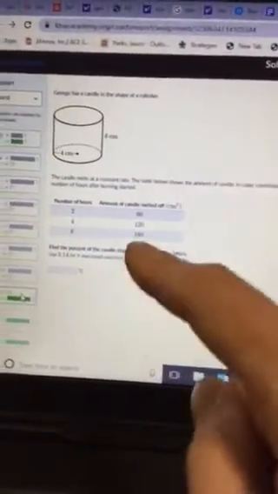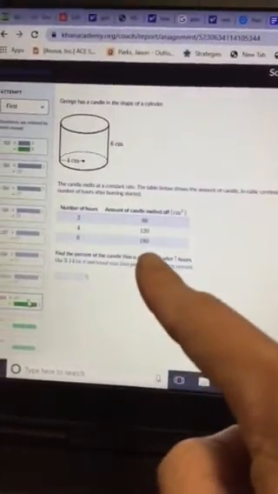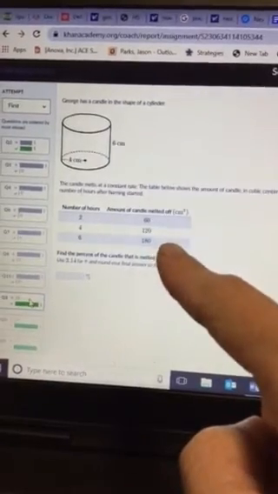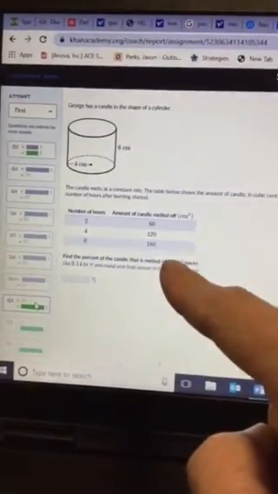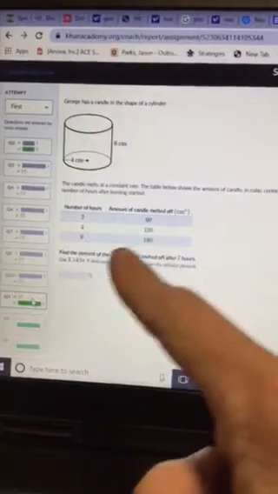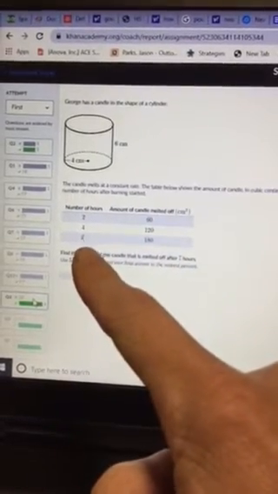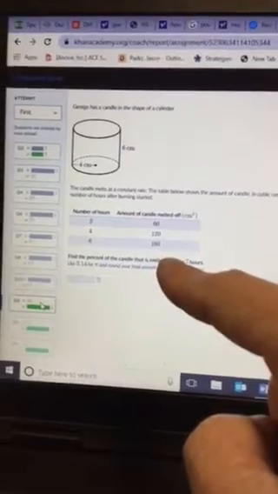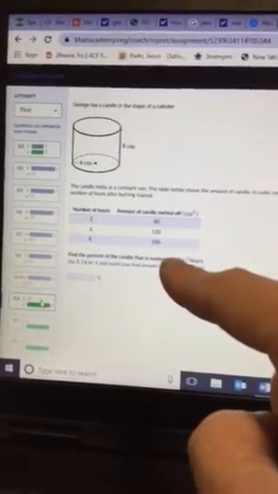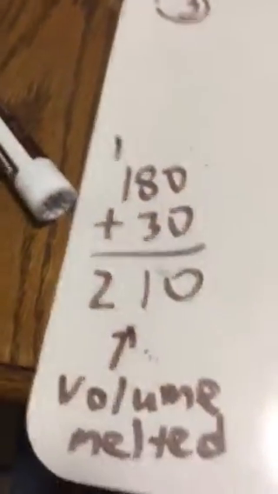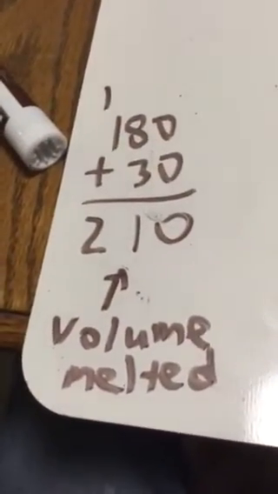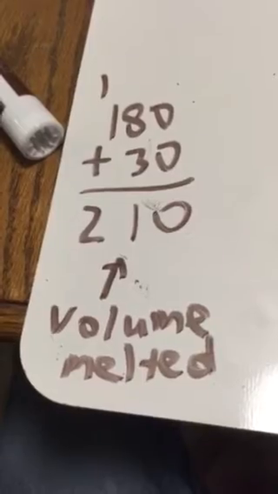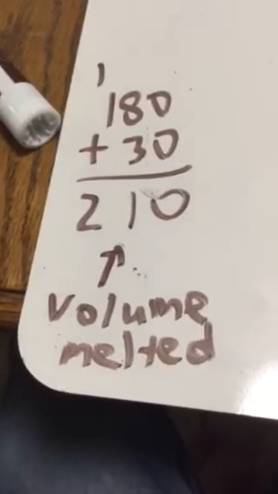All right, so that means that you see that 180 has melted off here. You know, every 2 hours, 60 cubic centimeters melts. So that means that at hour number 7, 30 more cubic centimeters have melted. All right, so 180 plus 30 gives you 210. That's the volume of candle that is melted after 7 hours.